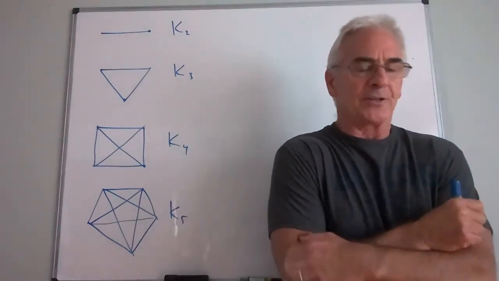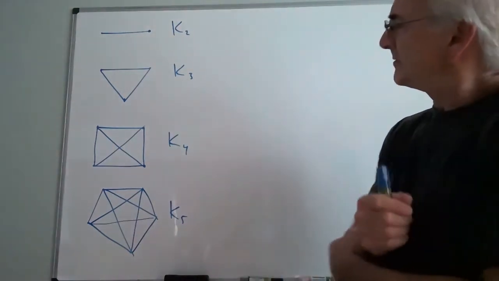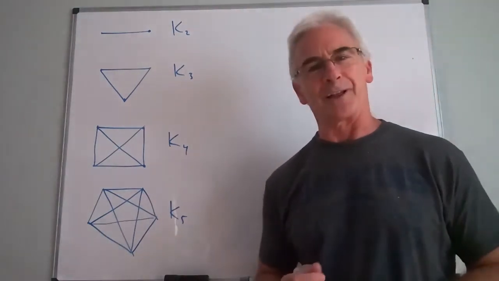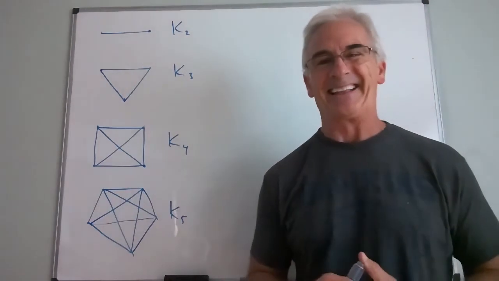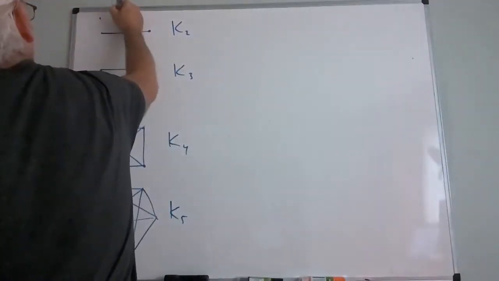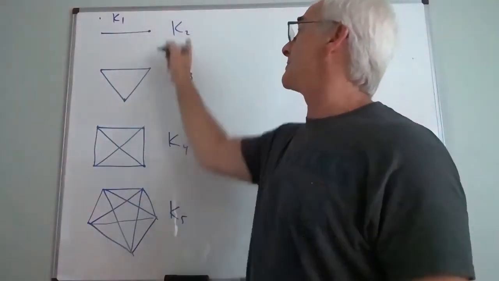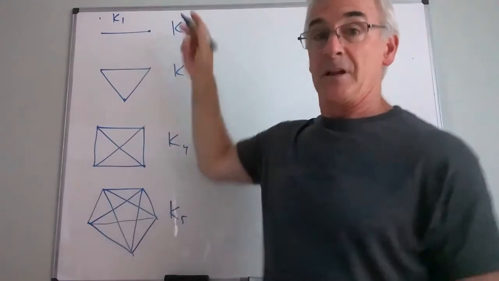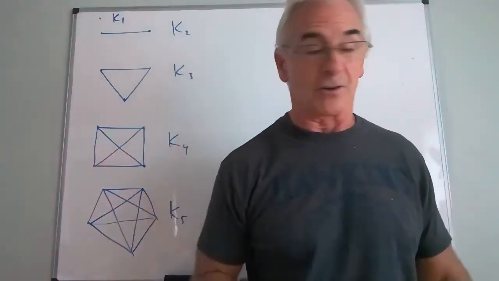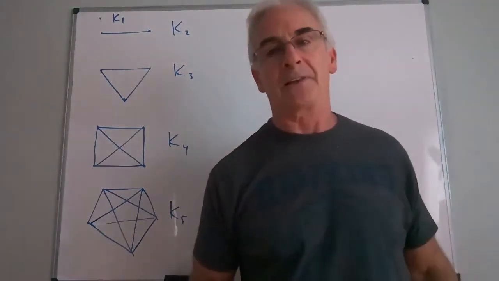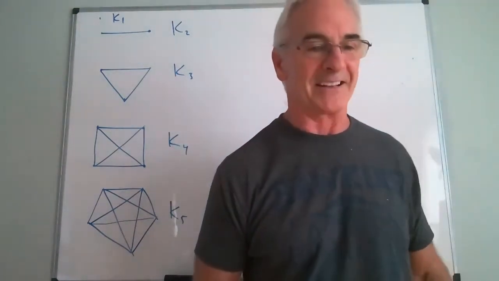By the way, is there a K1? What would a K1 look like? It would just be a dot. It's kind of redundant, but that would be K1, just one vertex. So the subscript refers to the number of vertices. Edges, you just draw as many edges as you can draw to connect things. Now, is there a way to calculate the number of edges? This is kind of interesting.